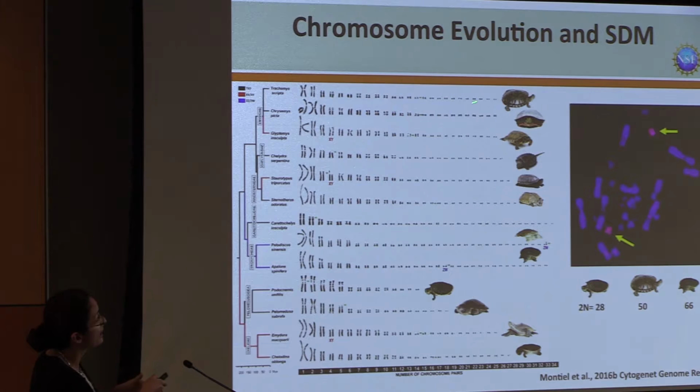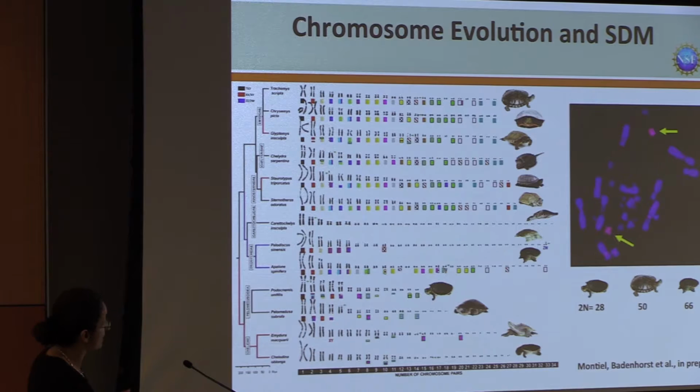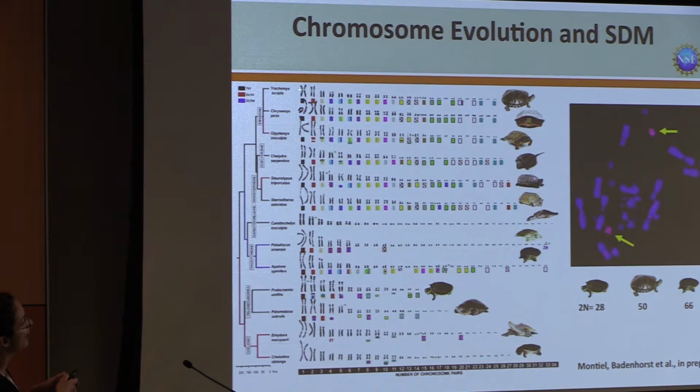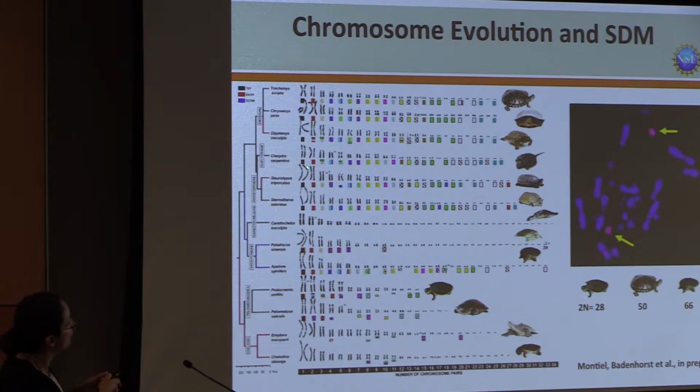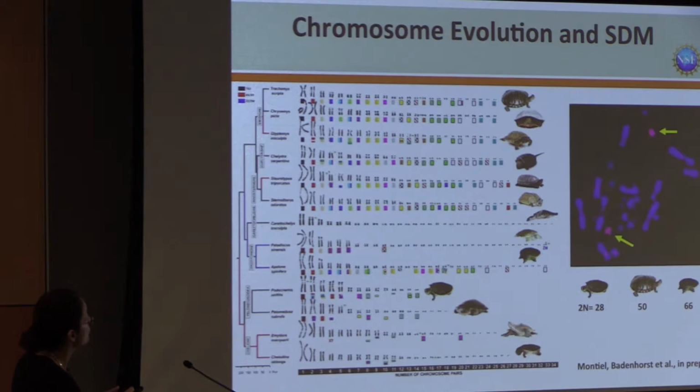So here are some of the results that we have. Say, for instance, this paint coded here in black paints chromosome one across all of these turtles, so that tells us that those chromosomes are homologous. This one in red, for instance, paints a lot of these chromosomes, but in this one in Glyptemys, you have a little portion that paints chromosome 12. So that's telling us that there has been a chromosomal rearrangement. So anytime you see blocks of different colors, that means that there has been a chromosomal rearrangement.